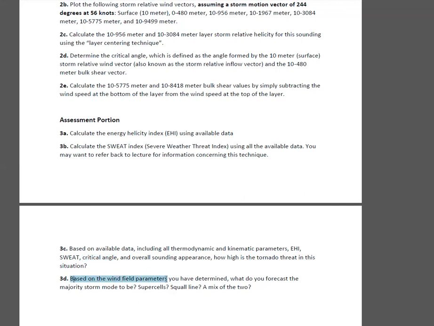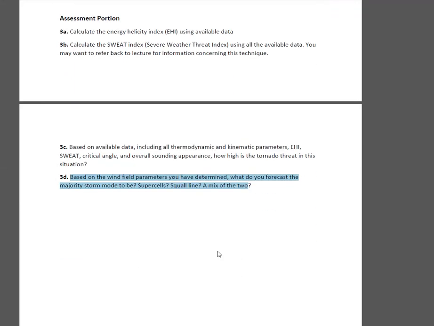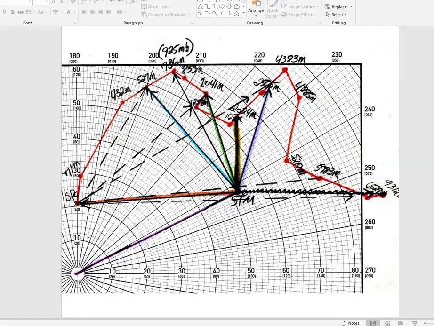One more thing, this last question, 3D down here. Based on the wind field parameters, you have to determine what you forecast the storm mode to be. For that, I'll just leave you with this. Generally in the atmosphere, you want your bulk shear vectors and your storm relative wind vectors to be crossing the storm initiating boundary at a sharp angle.